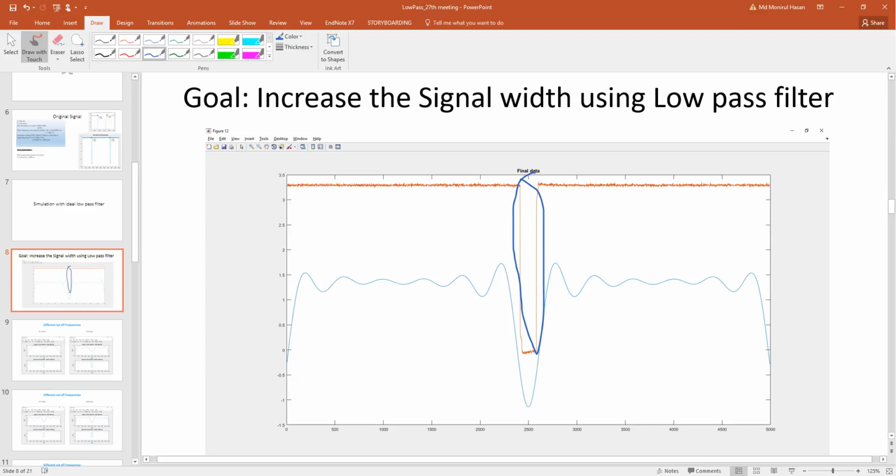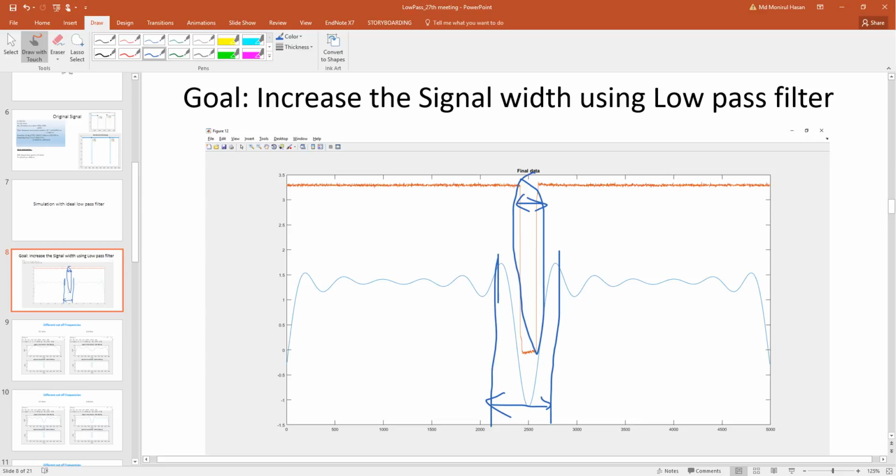Basically we want something like this, where the width from here to here in the time domain is increased. This is after the low pass filtering, and the red one here is before the low pass filtering. Our goal is to use the low pass filter to increase the width of the signal, and we'll see how we can do that.